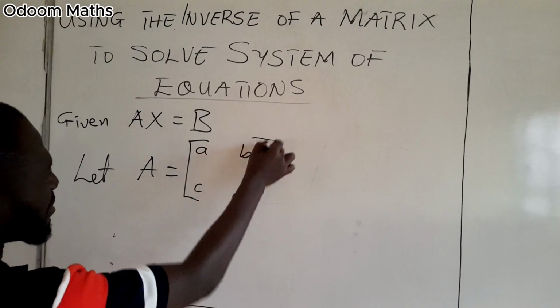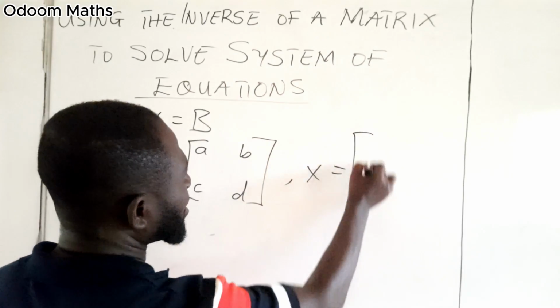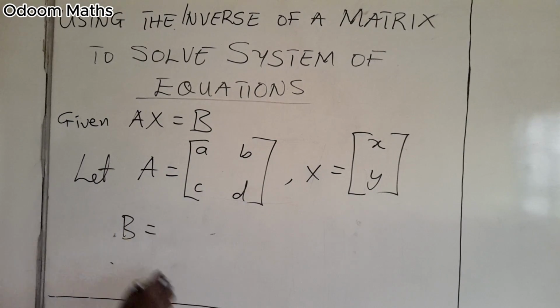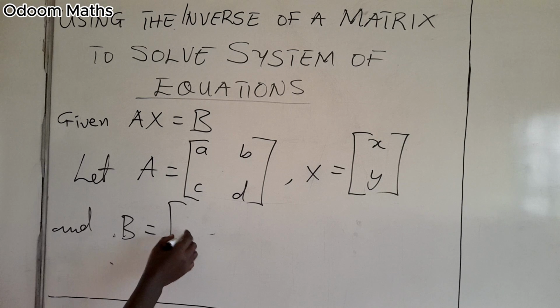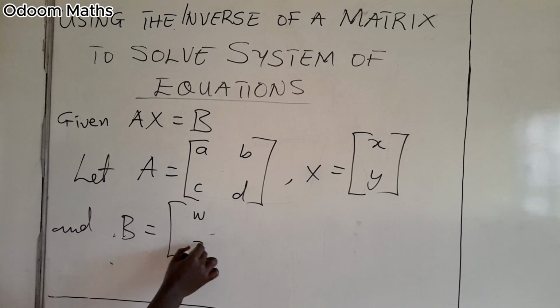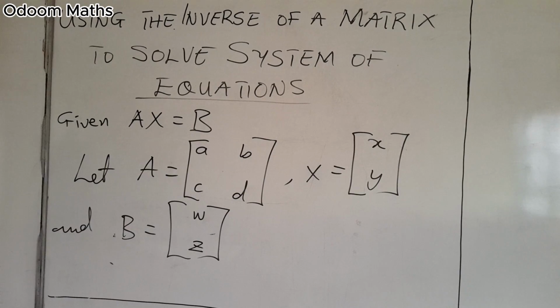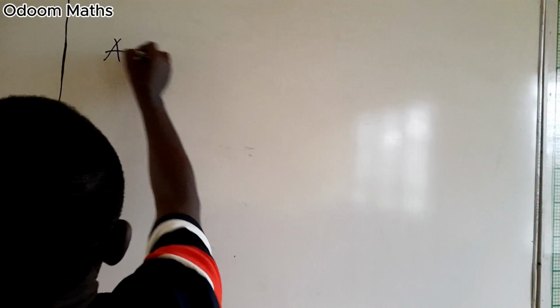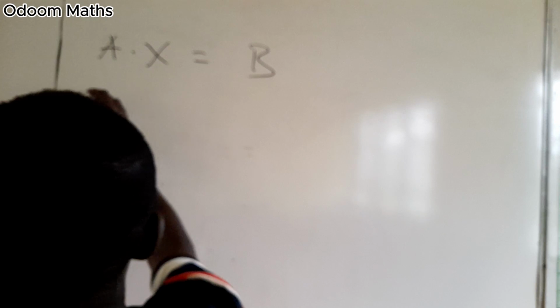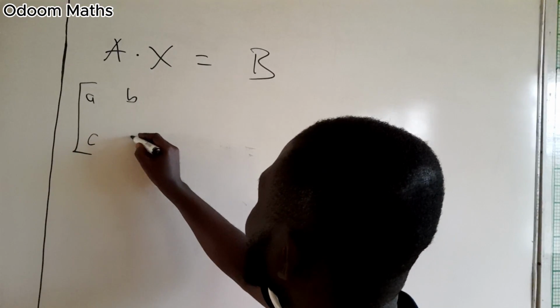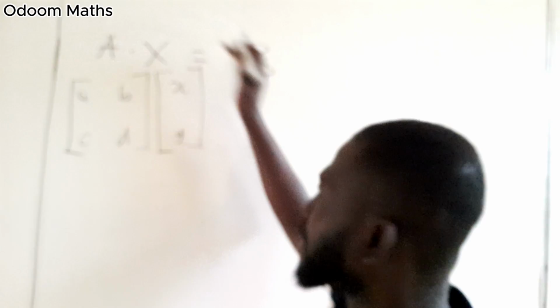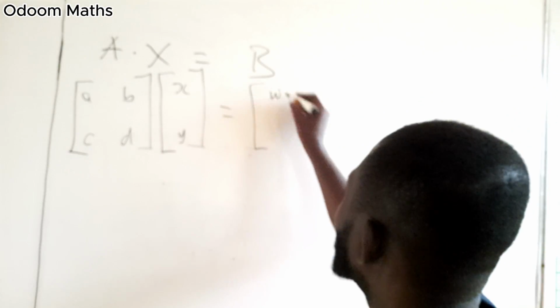Before then, let A be equal to, as usual, A, B, C, and then D. And then our matrix X will also be X, Y. Then our matrix B will become, let's say, W, Z. So then it means that our A times X equals B will become A, B, C, D, multiplied by X, Y, and this is equal to another matrix, W, Z.